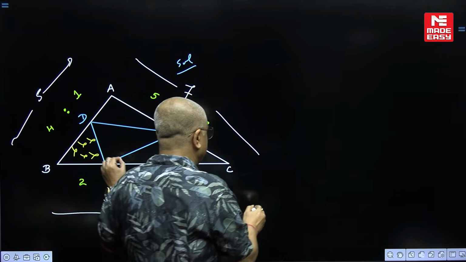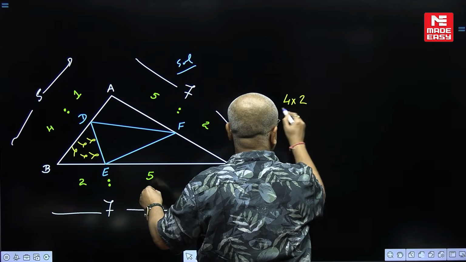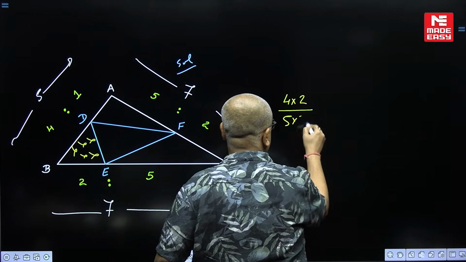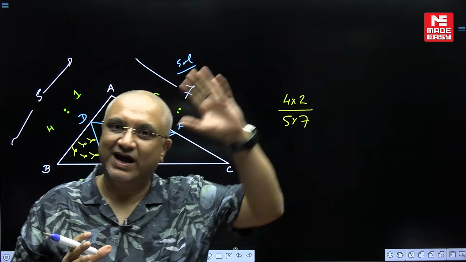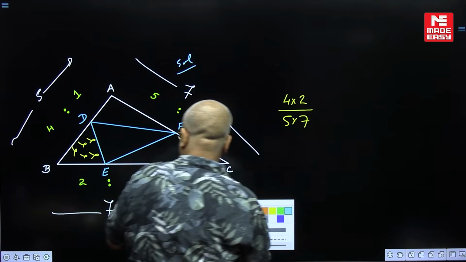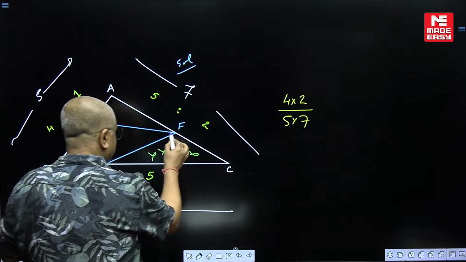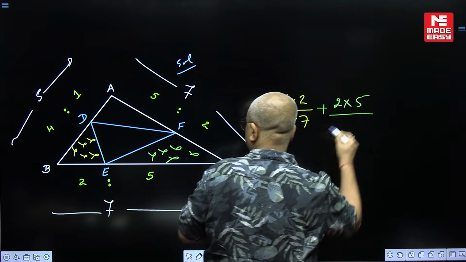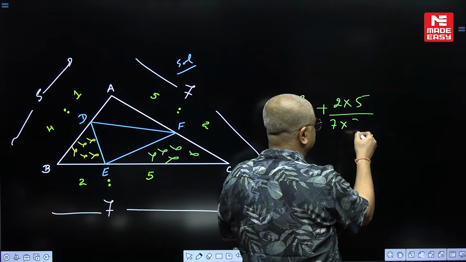Now let's see yellow. The yellow one I will write in the yellow font. 4 into 2 divided by 5 into 7 of the larger triangle. This is our yellow portion, the fraction as compared to the larger triangle. Yes? Now let's see it further on. This green one. Now let's talk about this green one. The green one is 2 into 5 divided by 7 into 7. I hope I am making absolute sense to everybody.